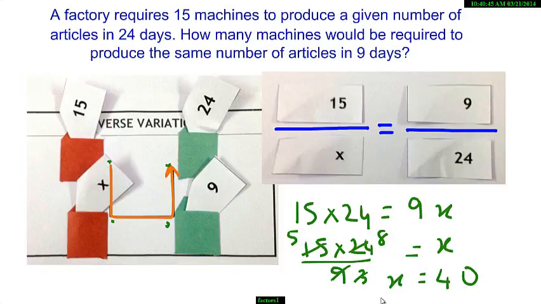Read your problems well before solving. Use the grids to help you get to the equation. Have fun discovering everyday life problems in direct and inverse variation.